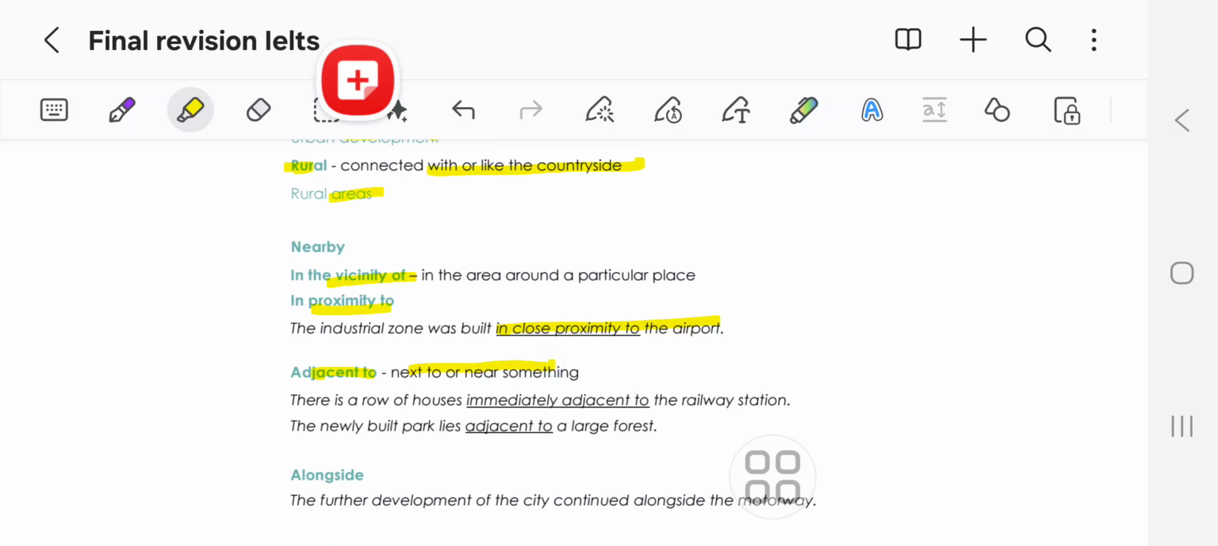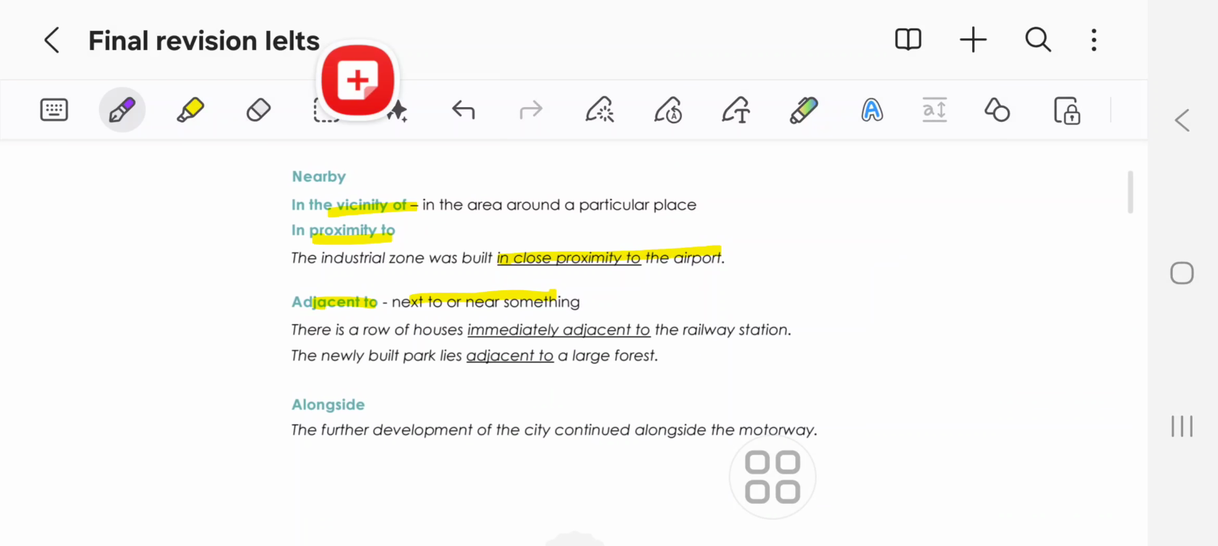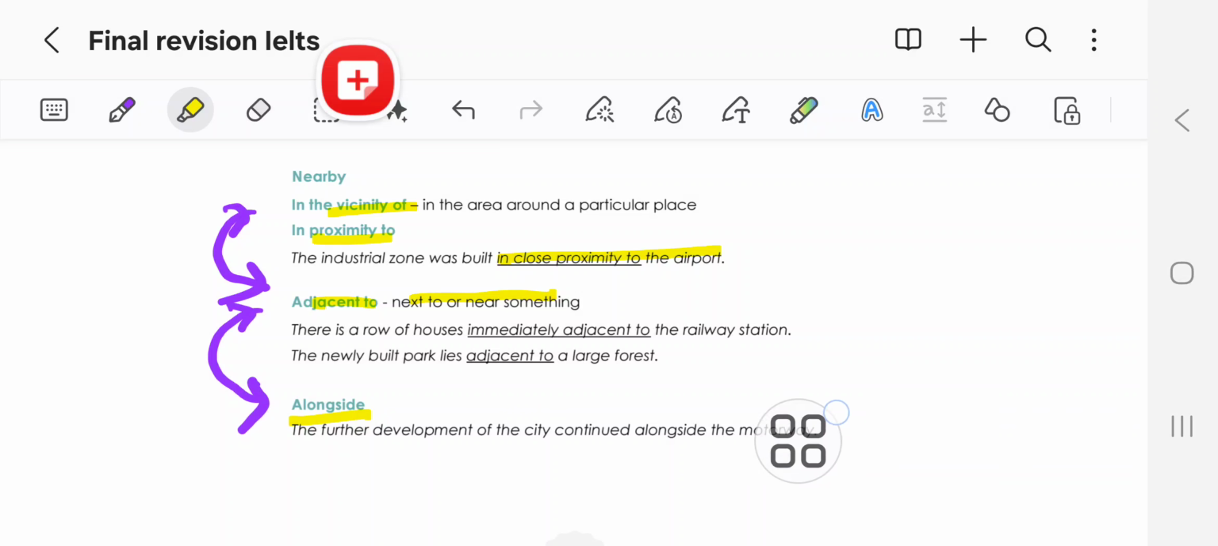Adjacent to, just next to, near or something. So the area around is the vicinity, and next to that is adjacent to, and then you have alongside. You can use it like this: further development of the city continued alongside the motorway. And adjacent to the next building, you can say wall to wall, adjacent to the mall.